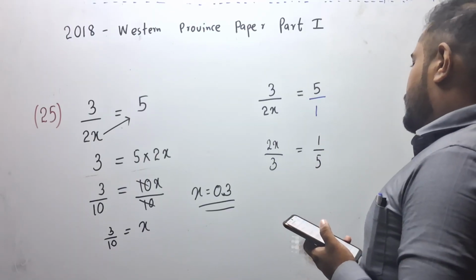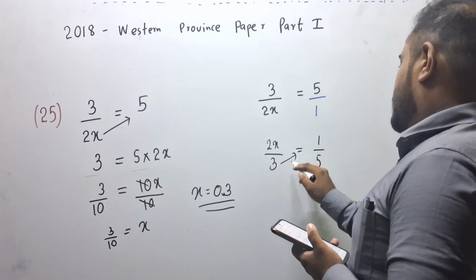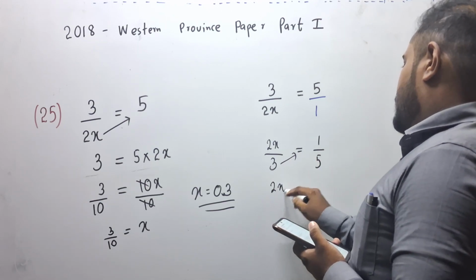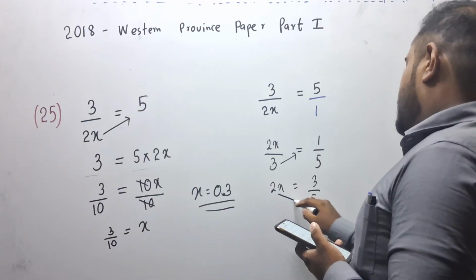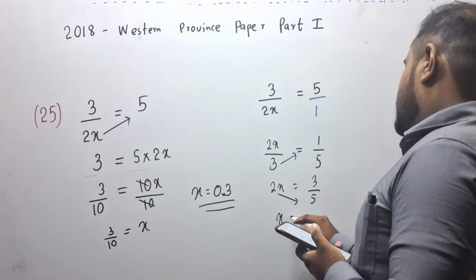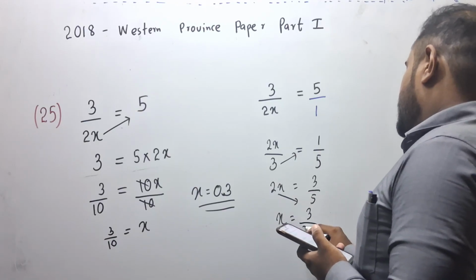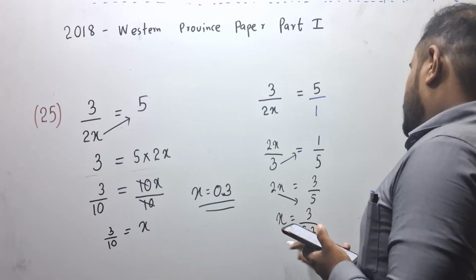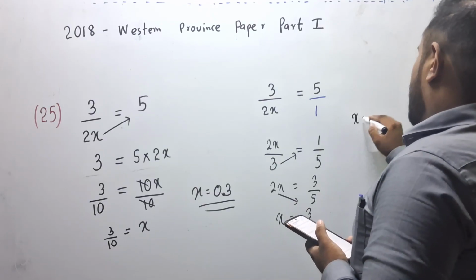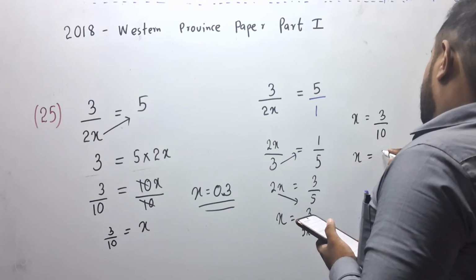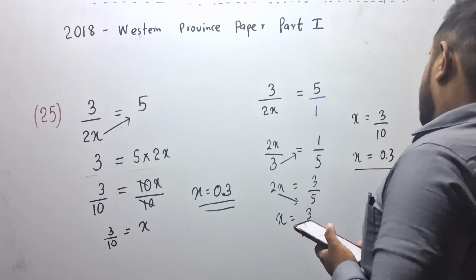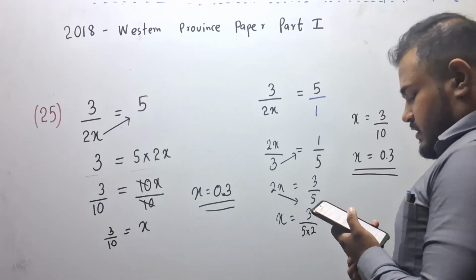Now what I do is cross multiplication. 3, then 2x becomes 3 over 5. I am taking this 2 down. x equals 3 over 5 times 2. That means x is 3 over 10. x is 0.3. Okay, that's the answer.